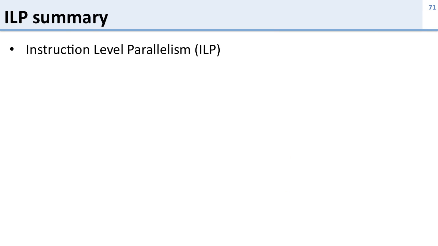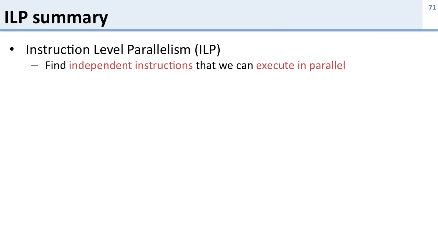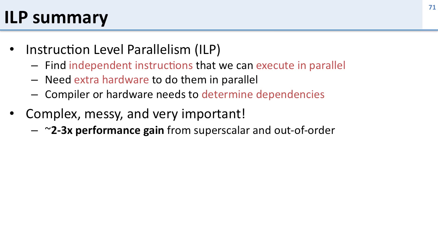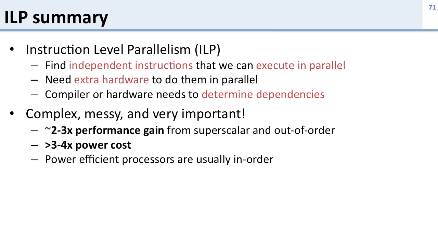So to summarize instruction level parallelism, the idea here is to find independent instructions that we can execute in parallel by adding more hardware. The compiler or the hardware needs to determine which instructions are dependent so we can figure out which ones are okay to do in parallel. This is really complex, really messy, and very important. You can get 2 to 3 times better performance from doing this superscalar and out of order, and 2 to 3 times faster is a lot. However, you're going to pay more than that in power, so 3 to 4 times as much power to get that performance. So this isn't a very good choice for power-efficient processors.